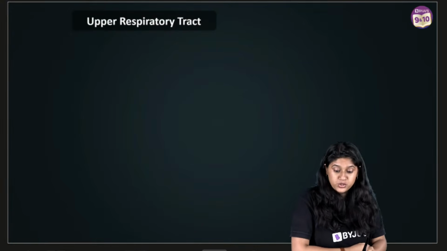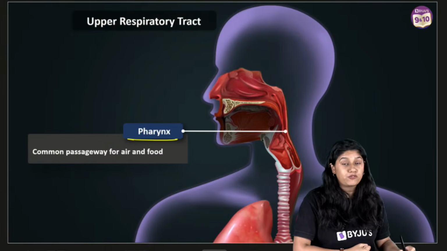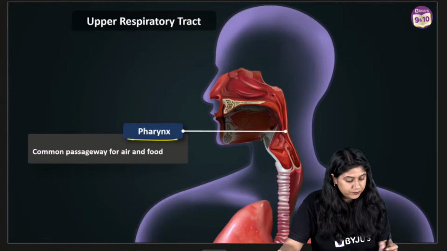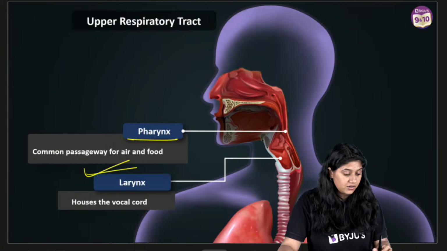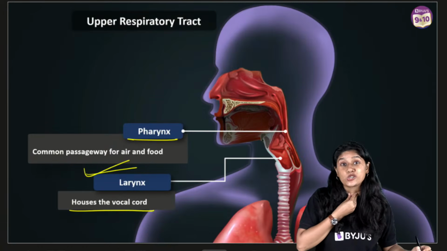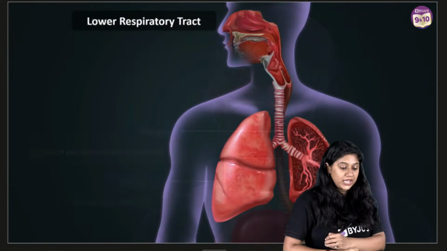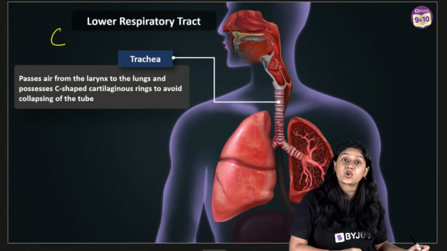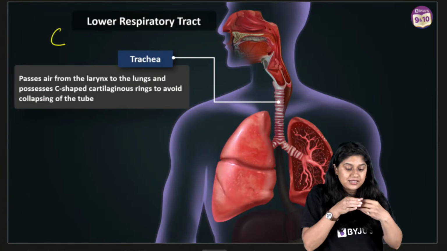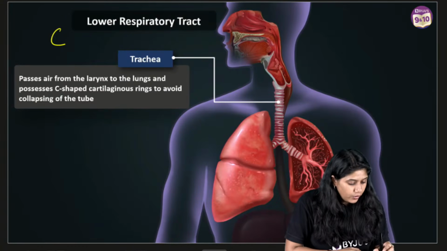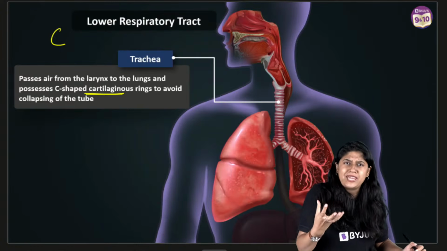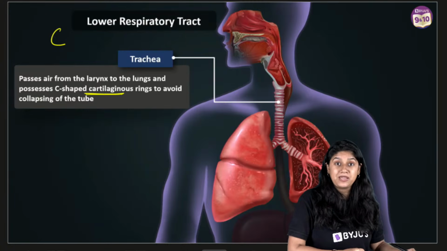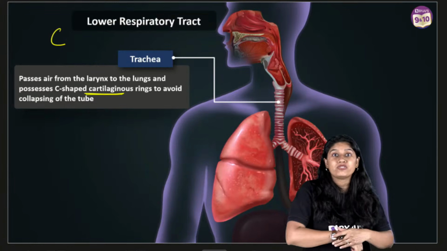Then let's move to the other part, which is the pharynx. Now pharynx is a common passage. It is there in our human digestive system also because it's a common passage for the air and the food. Next to the pharynx, we have the larynx, the voice box. This is the house for our vocal cords. Then we have the trachea. Now what is a trachea? Trachea is a tube which has C-shaped cartilaginous rings on it. These rings help hold the trachea and make sure it is not collapsing. If these C-shaped cartilaginous rings are not there, the trachea will just collapse and there's no movement of the air.